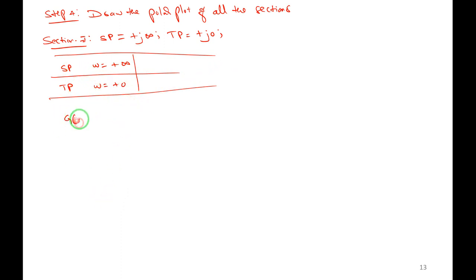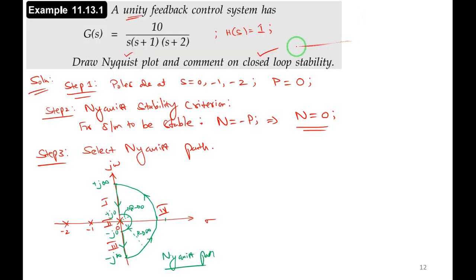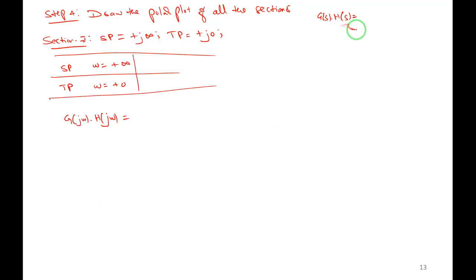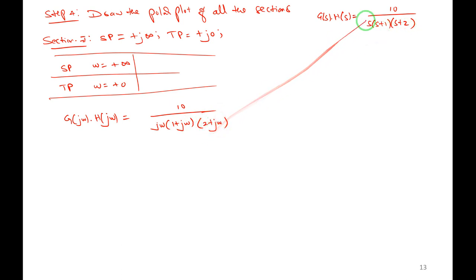So replace s by j omega, G of j omega into H of j omega. So what is G of s into H of s? Let me write it here. G of s into H of s, what they have given. So it is 10 divided by s into s plus 1 into s plus 2. Replace s by j omega. So I replace 10 divided by j omega into 1 plus j omega into 2 plus j omega. Now it is in frequency domain.